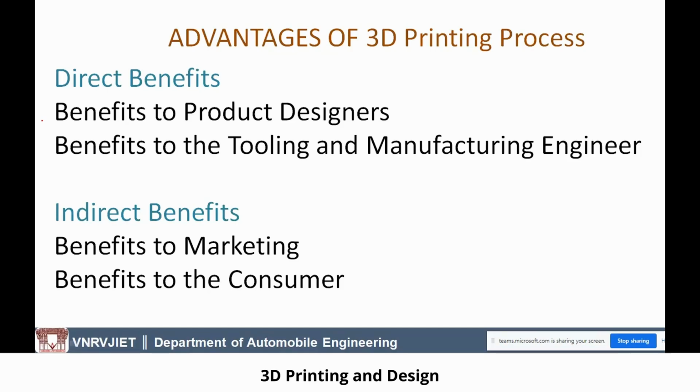Okay, these are useful for manufacturing engineers. So the 3D printing process is mostly directly useful to manufacturing engineers. And the indirect benefits are benefits to the market, because you are able to bring the component to the market very quickly. Not only that, as per the customer requirement, you can modify and produce components very quickly, so that the customer can be satisfied very quickly and easily. So these are the indirect and direct benefits of a 3D printing process.